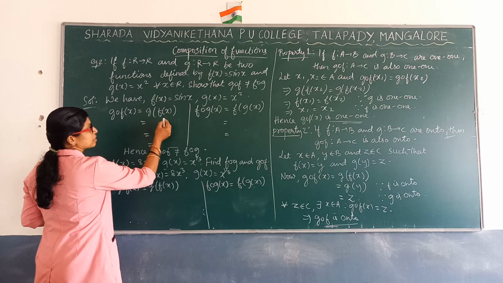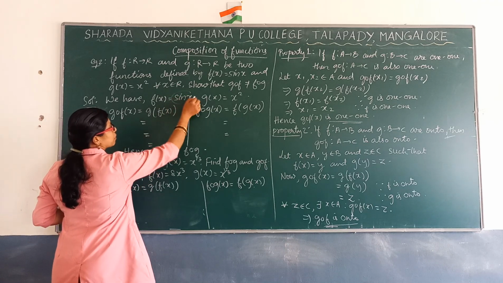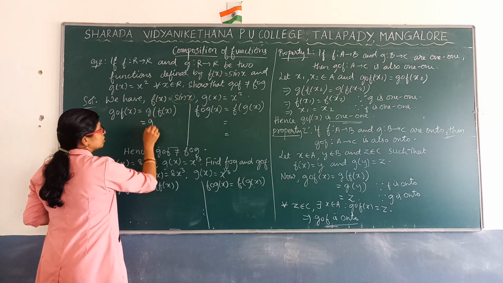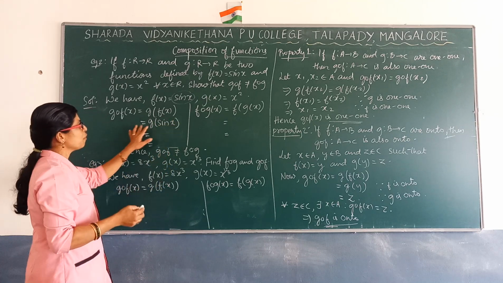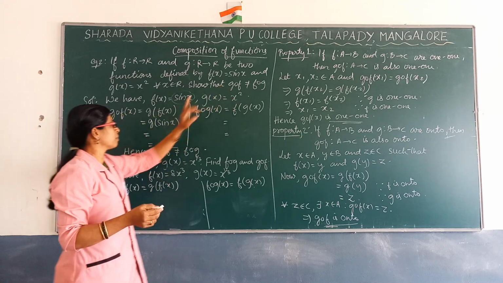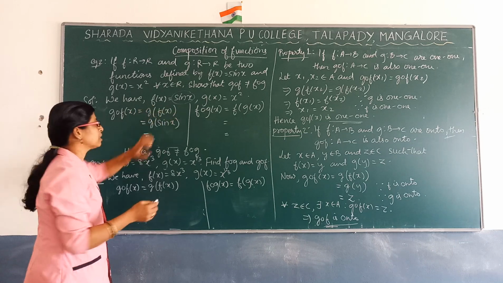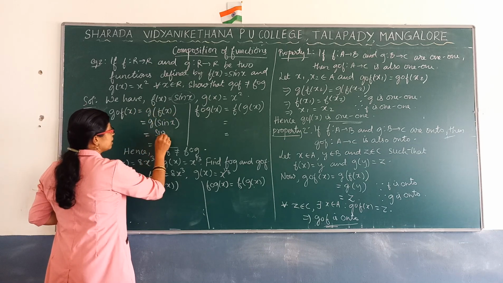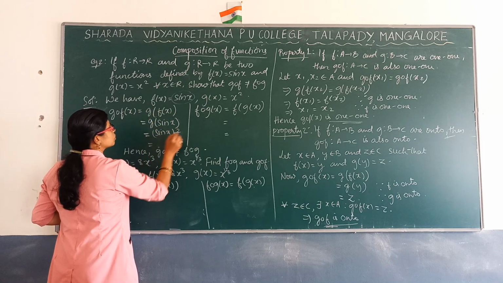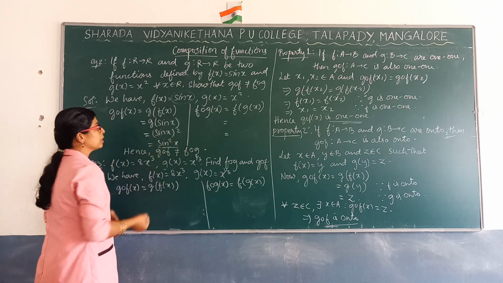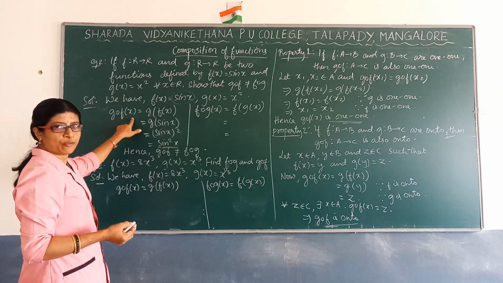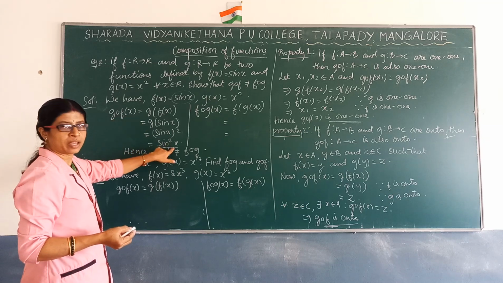What is f of x? Just replace f of x with sin x. So it is g of sin x. So g of x is x square. So what will be g of sin x? It will be sin x the whole square. So that is nothing but sin square x. Okay. So g o f of x is nothing but sin square x.